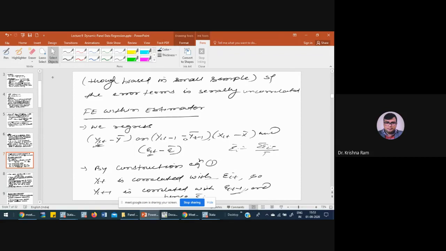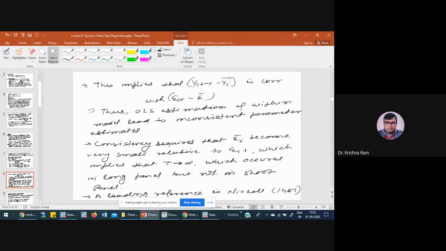Are you not getting me? I'm saying that if this one is correlated with this one, and also with epsilon bar, then since y_it minus 1 is related with epsilon bar, this term is related with this one, because epsilon bar is here. So that again means even when we run the fixed effect regression model, it suffers from the endogeneity problem, and given the endogeneity problem, we get inconsistent and biased estimates of the parameters.